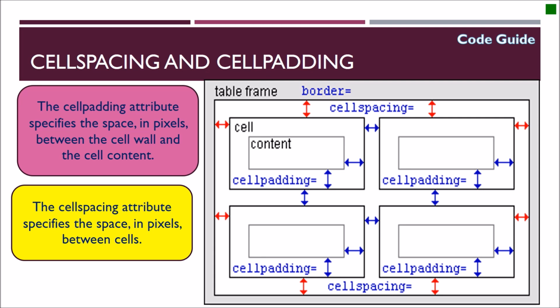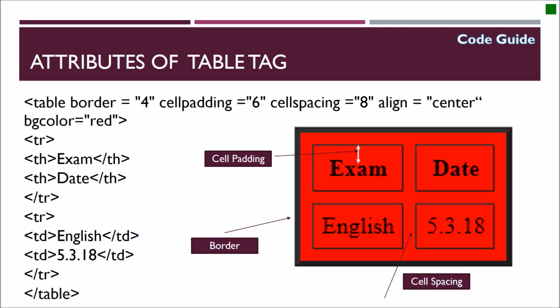So you can learn this definition if a question comes for the theory, like the difference between cell spacing and cell padding. You can answer the question with an example. Now, this is an attribute of the table tag. So for the table, we can specify the table border. Here table border equal to 4. Border just gives the thick boundary outside the table. It does not affect the inner boundary of the cells.